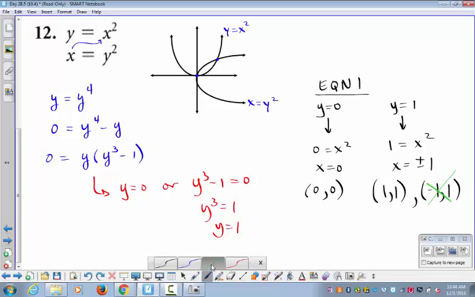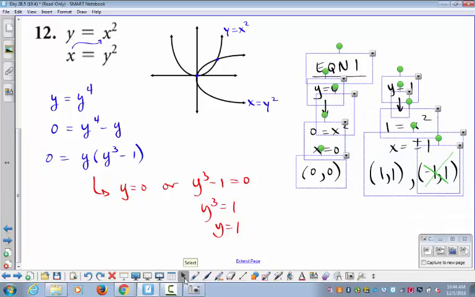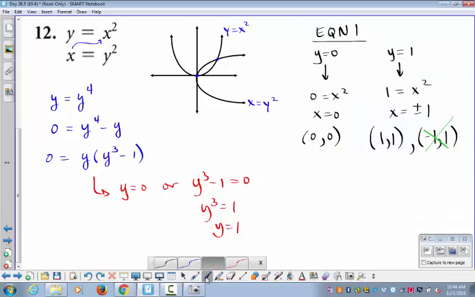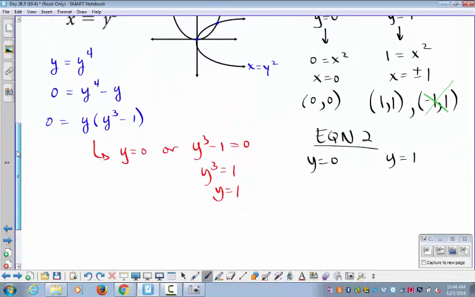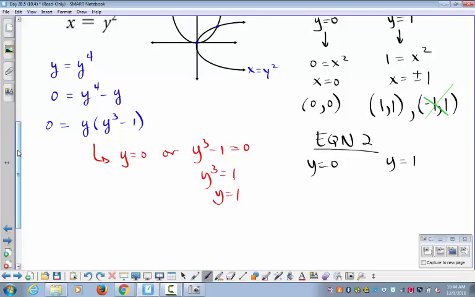Plug that ordered pair into this equation down here. 1 for y, negative 1 for x, does not satisfy equation 2. So now let's see what happens when we plug into equation 2. Plugging into equation 2, we have x equals y squared.